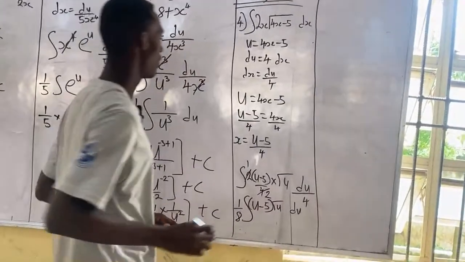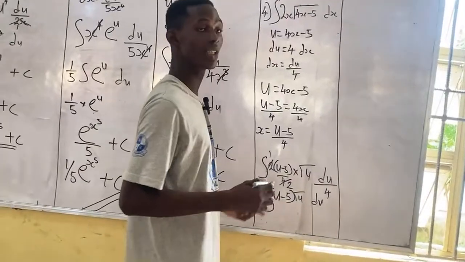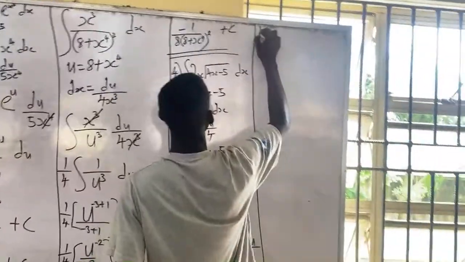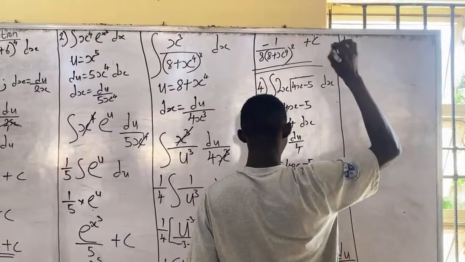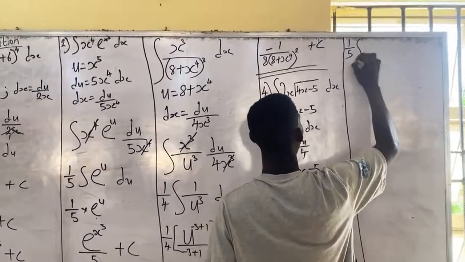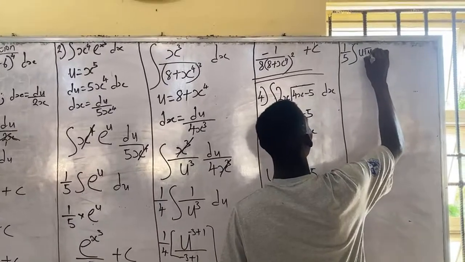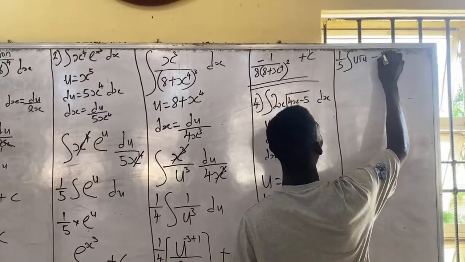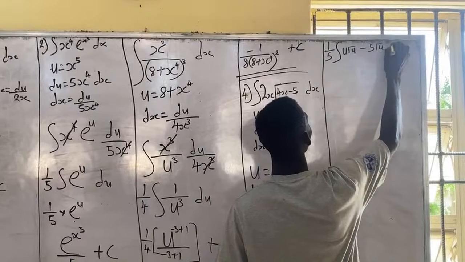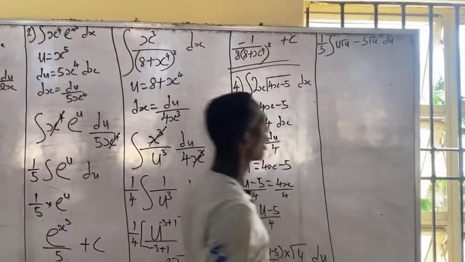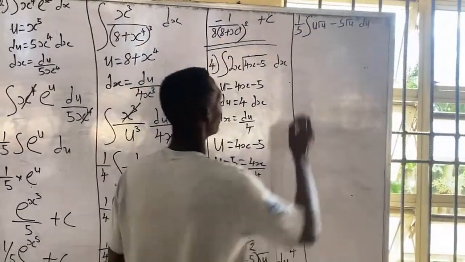So now we can safely integrate. But before we integrate, let us expand. By doing that, you have 1 over 5. This will give us u root u minus 5 root u. So we can now integrate separately by doing it that way.